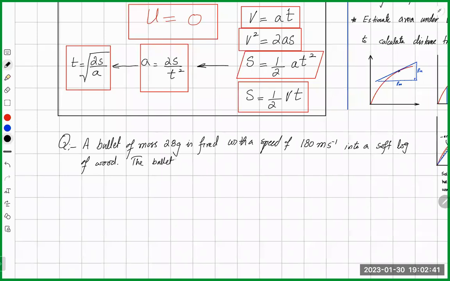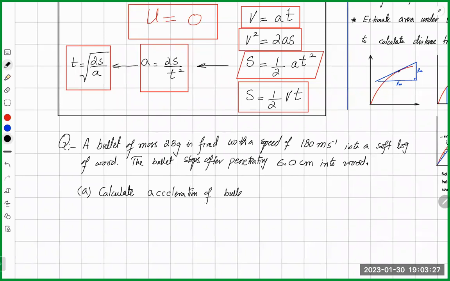The bullet stops after penetrating 6.0 centimeter into the wood. A. Calculate the acceleration of the bullet in the log.